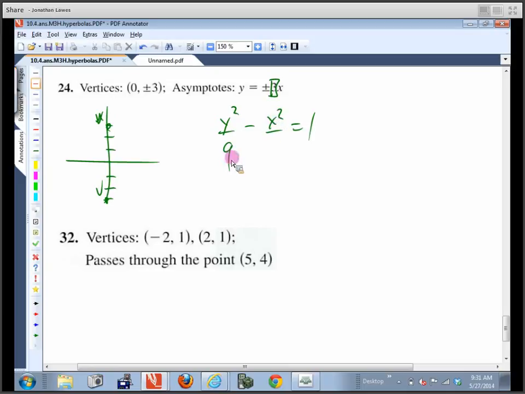The number that we take the square root of, that would go on the top for the rise. So that would be a 3. And what's the number on the bottom? A 1. Okay, now what if this had been y equals plus or minus 6x?